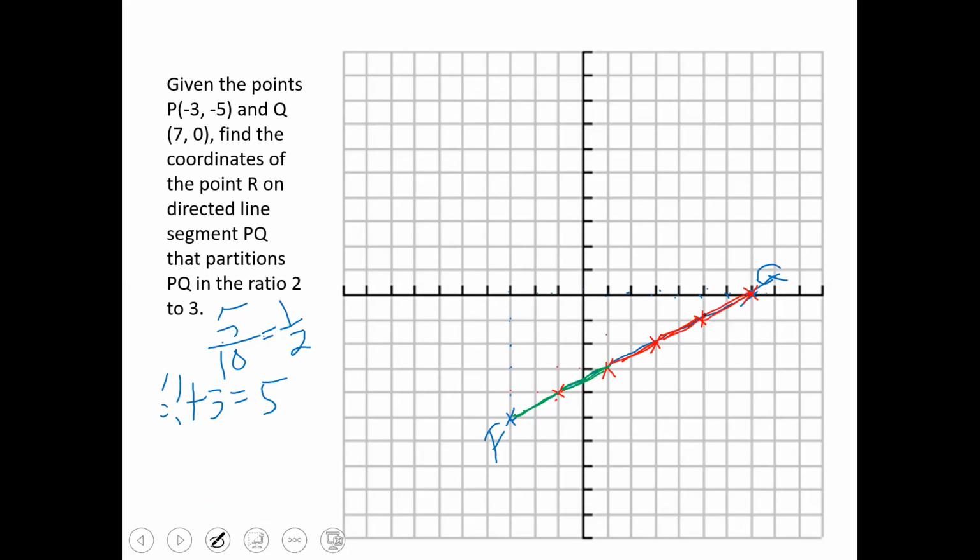Now, this point right here is going to be 1, 2, 3, -3. Okay. So let's look. What is our point P? It is -3, -5. Okay. So I got a 1 to 2 slope, and this is a rise. So I subtract that from my y value.